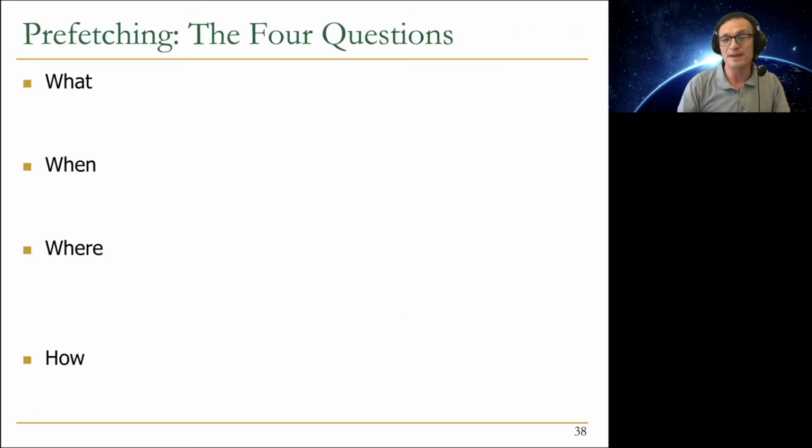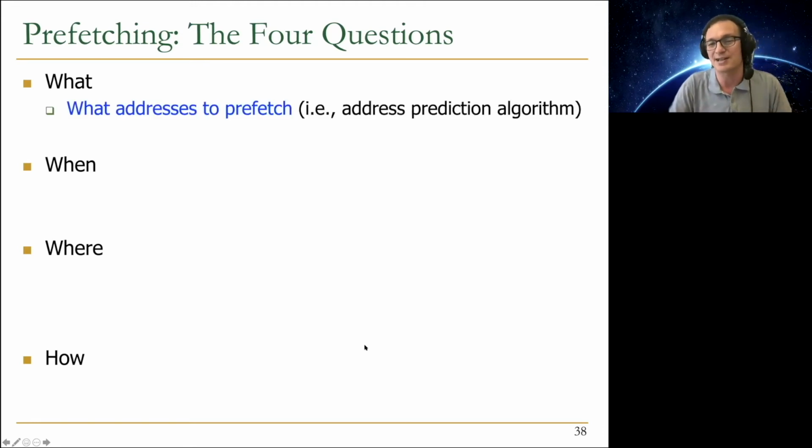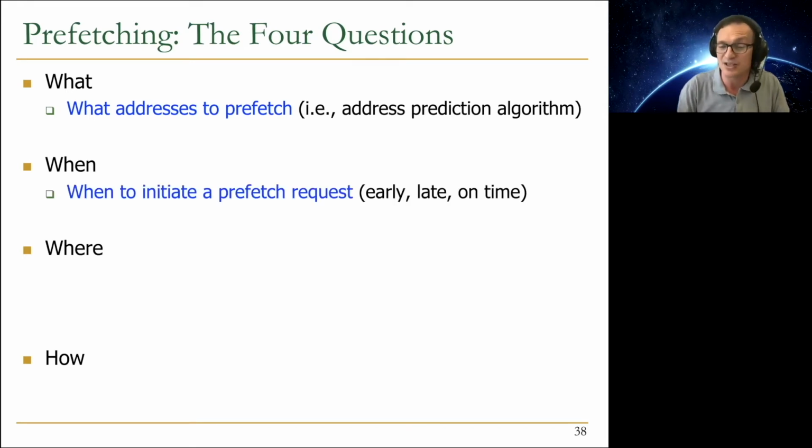Okay, there are 4 big questions in prefetching, which we're not going to go into detail on, but I'm going to give you examples of. So what, when, where, and how. So what address do you prefetch? This is the address prediction algorithm. It's also called the prefetching algorithm. When means, when do you initiate a prefetch request? How early? Ideally, you would like to initiate a prefetch request such that the data arrives just before the processor needs it. Not too early, not too late, just on time.